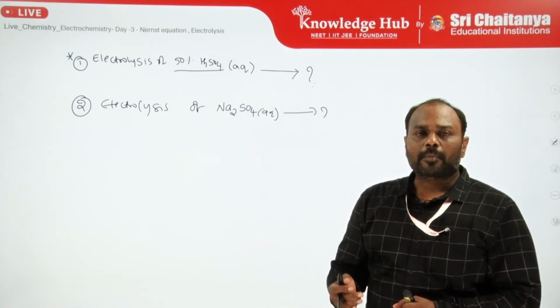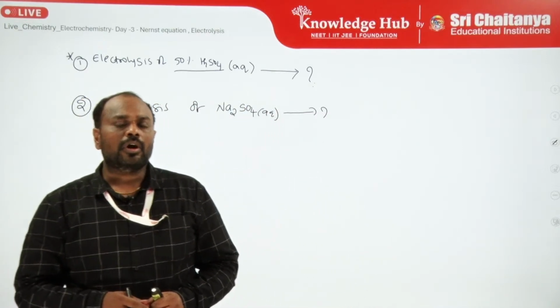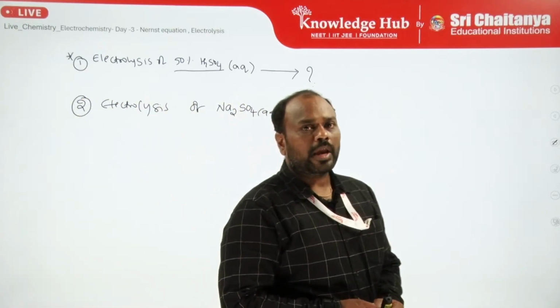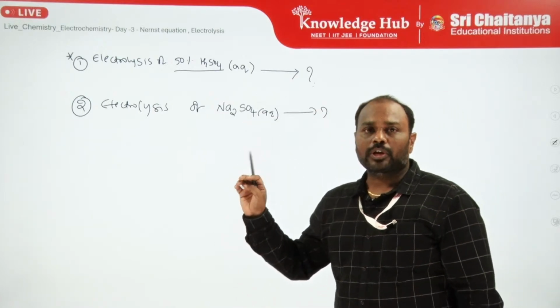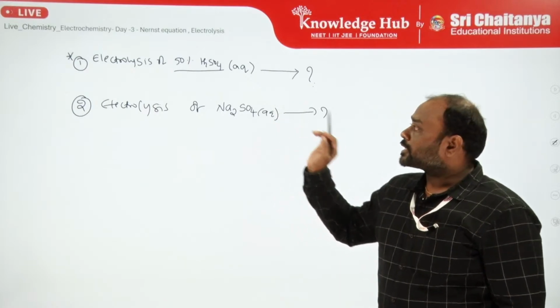So at the cathode what happens? Electrons are gained, that means reduction reaction. At the anode, an oxidation reaction takes place. So these are the questions I want to give to you. Copy this. In the next session I am going to give the answers for this.